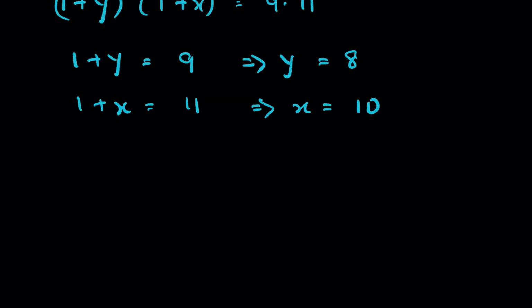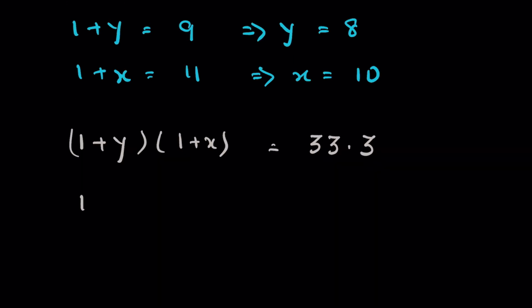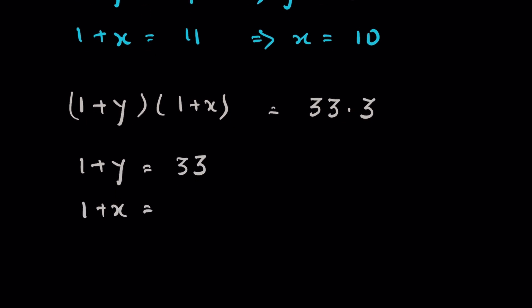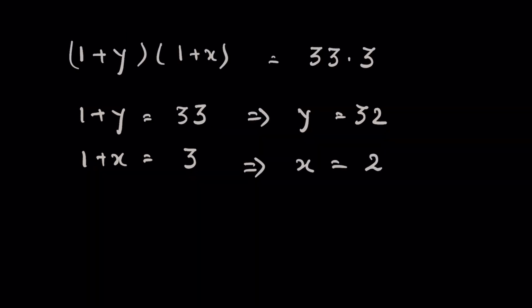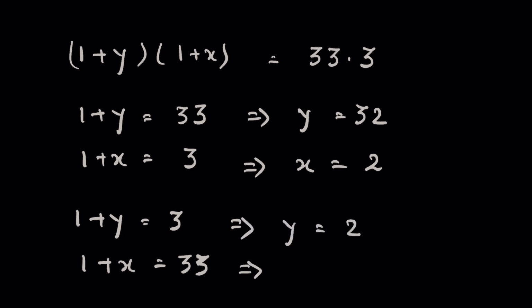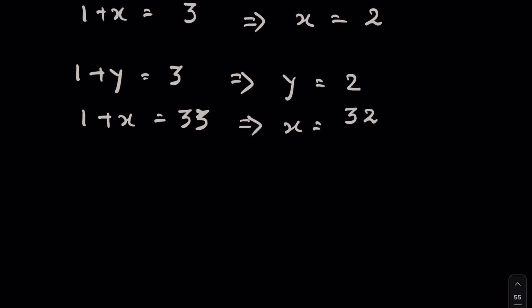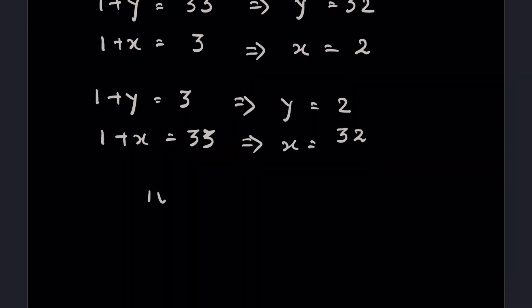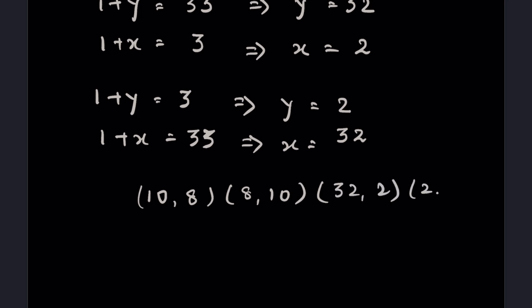When we take (1 plus y) times (1 plus x) is equal to 33 times 3, and 1 plus y is equal to 33 and 1 plus x is equal to 3, in that case y is equal to 32 and x is equal to 2. Similarly, when 1 plus y is equal to 3 and 1 plus x is equal to 33, in that case y is equal to 2 and x is equal to 32. So possible solutions for x and y are 10, 8, 8, 10, 32, 2 or 2, 32.